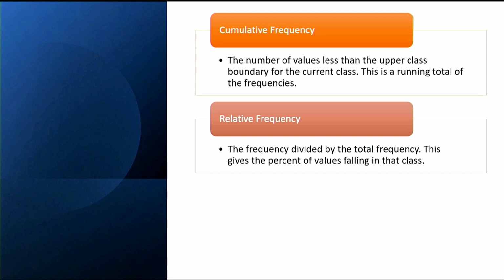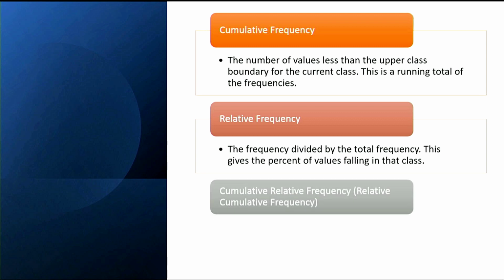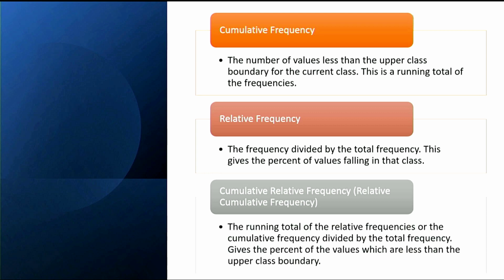The next one is the relative frequency. This one is more or less a proportion for each group or for each class: the frequency divided by the total frequency. This gives the percentage of values falling in that particular class. Cumulative relative frequency, or relative cumulative frequency: the running total of the relative frequencies, or the cumulative frequency divided by the total frequency.